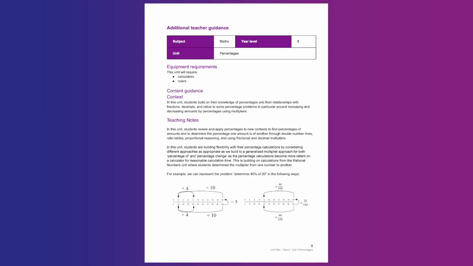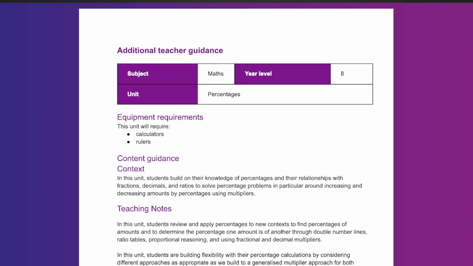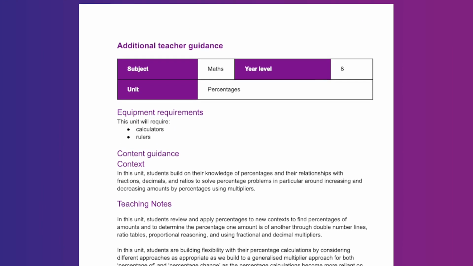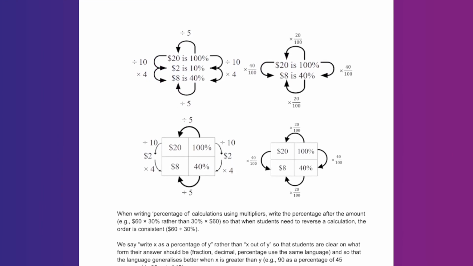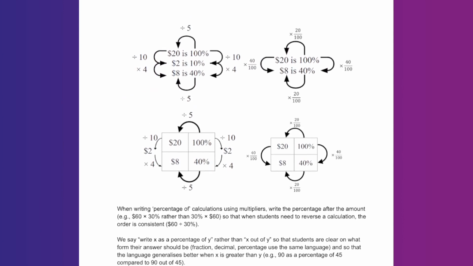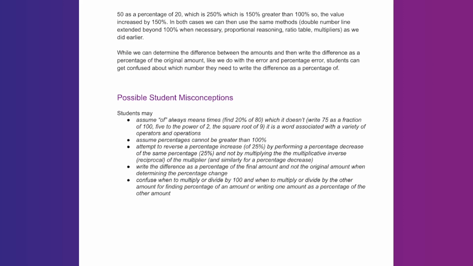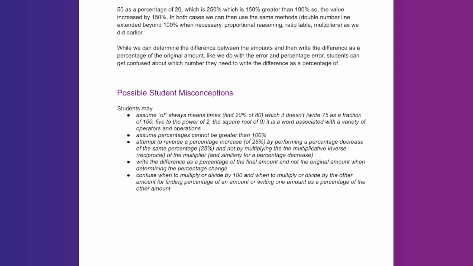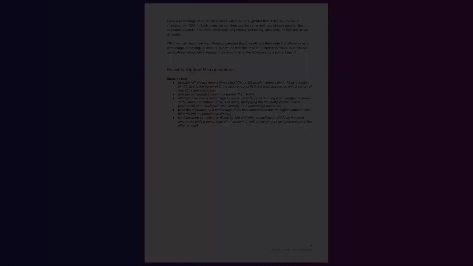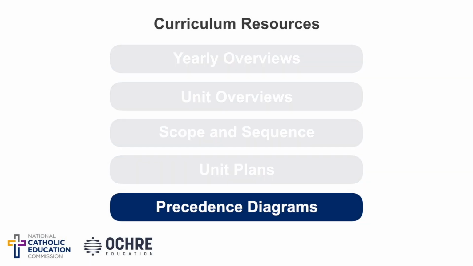Teacher guidance notes delve into the broader context, highlighting where the lessons fit within a learning strand, any previous knowledge students should have, equipment requirements, and potential misconceptions in a unit. Again, it's important to reiterate that we know teachers bring so much to the table and that these are simply suggestions and things to consider. The last document is a precedence diagram.